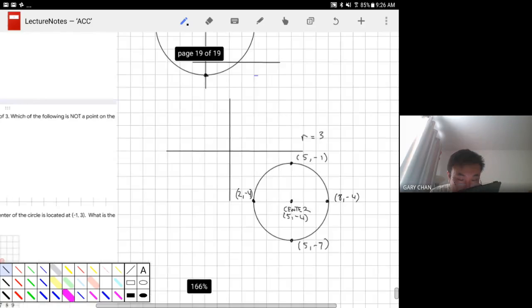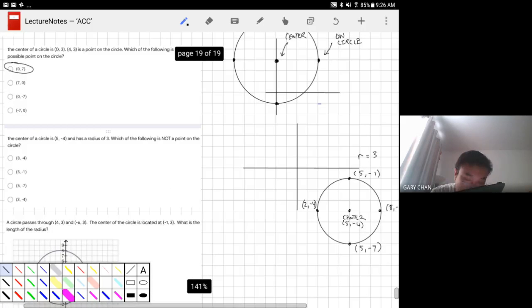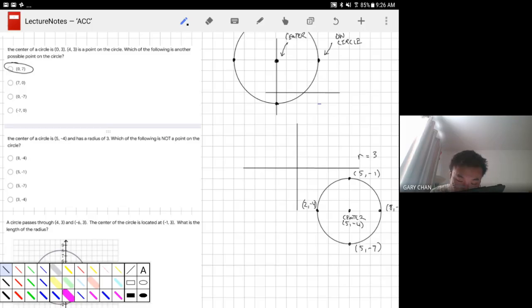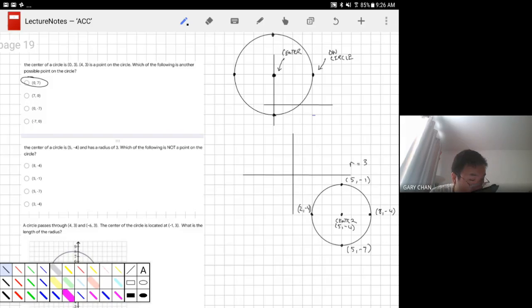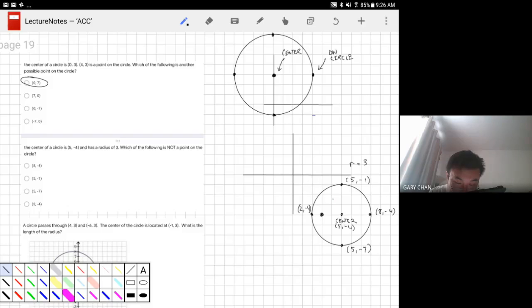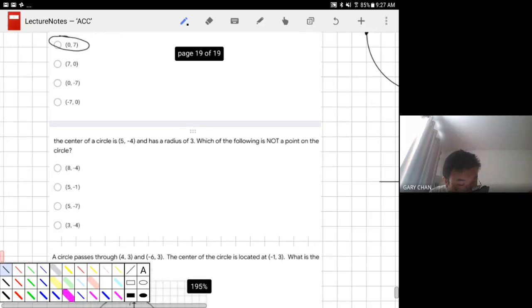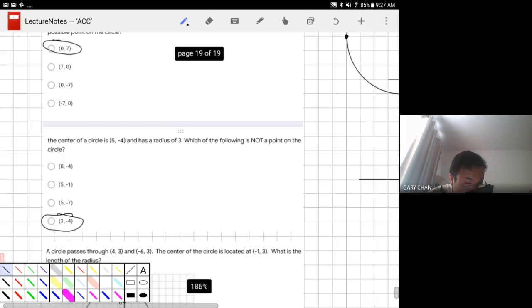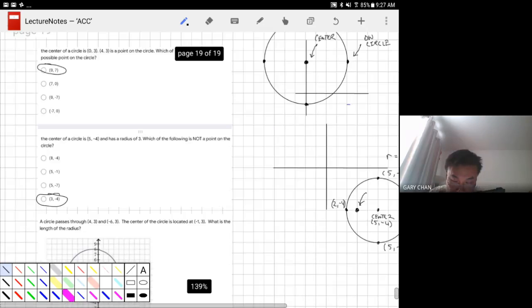So looking at this, okay, Kian, because you said you got it, can you explain which one is not going to be on the circle? It's 2, -4, because it's a 2-point difference from the center, not a 3-point difference. That's right. 2, -4 is located inside of the circle here. So that point is the only one that doesn't make sense. 5 comma negative 7, 5 comma negative 1, 8 comma negative 4, those are all points that are on the circle.